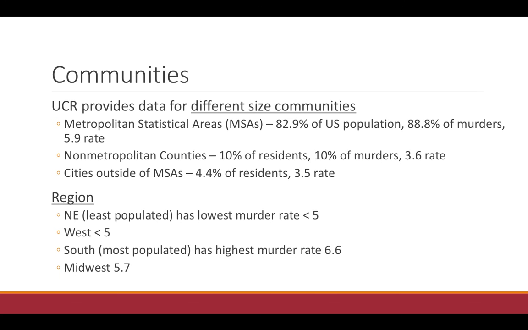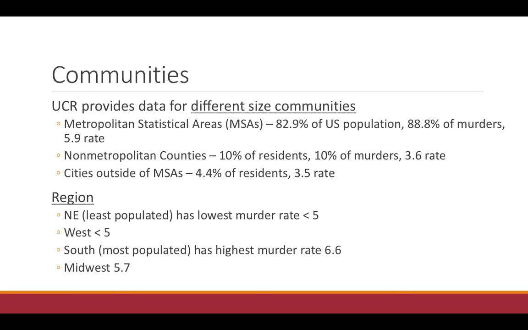So the UCR also gives us data for different sizes of communities. So one thing that they look at is what's called a metropolitan statistical area. Okay, and these are large areas around major cities, so the greater Boston area. This accounts for about 83% of the population and about 89% of murders. So in the metropolitan statistical areas, there's about 5.9 murders per 100,000 people. In non-metropolitan counties, which are 10% of residents, 10% of murders, the rate is 3.6. And for cities outside of MSAs, which have just a little over 4% of residents, it's a 3.5 rate.